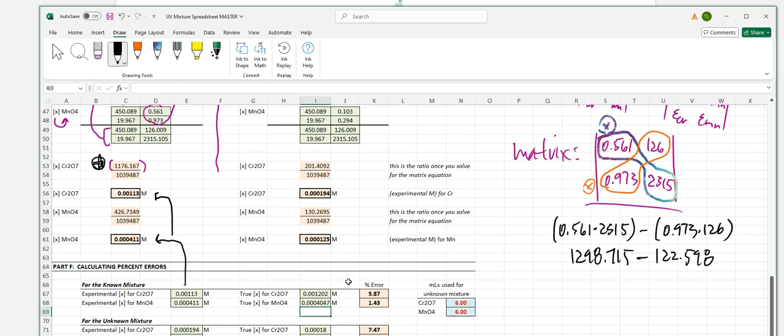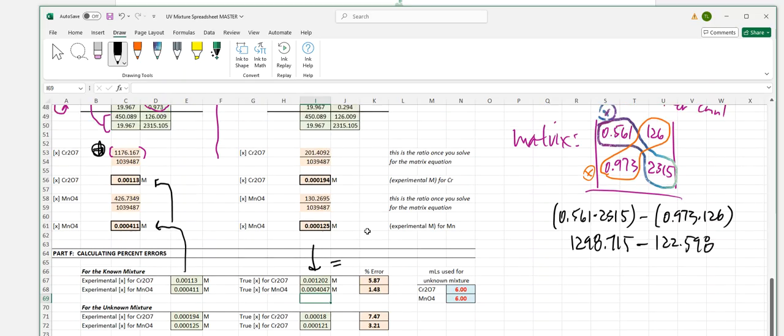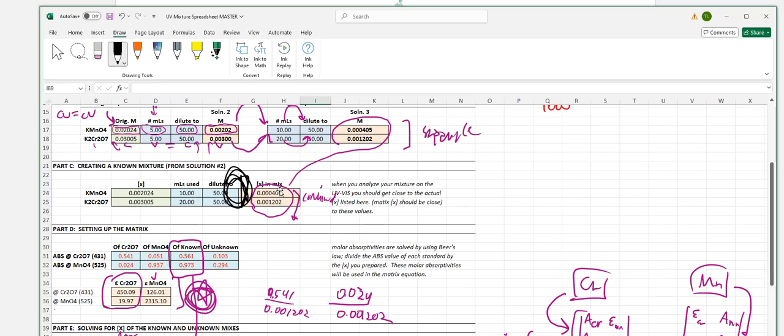So for these values that you're seeing here, again, you're going to click these cells and you're going to start off with equal, and then you're going to go up here and click on the value right there. These are your concentrations that will go in. These are the actual ones that you made. This is what you actually did.